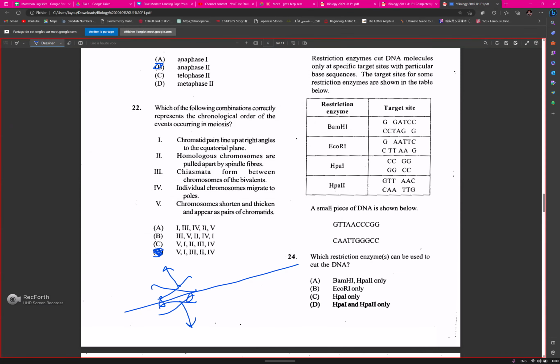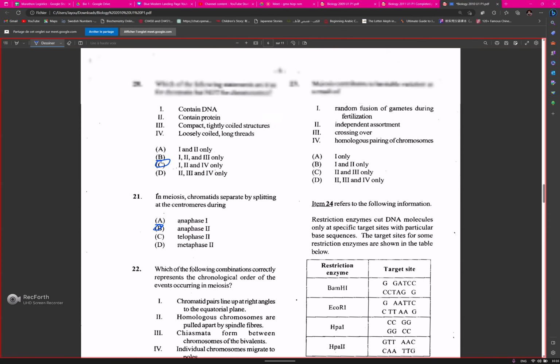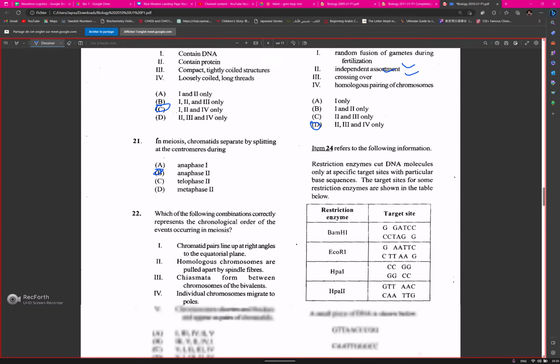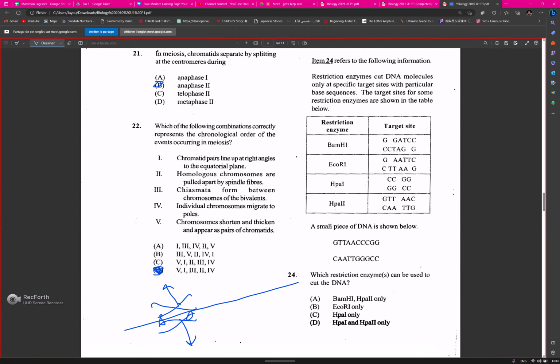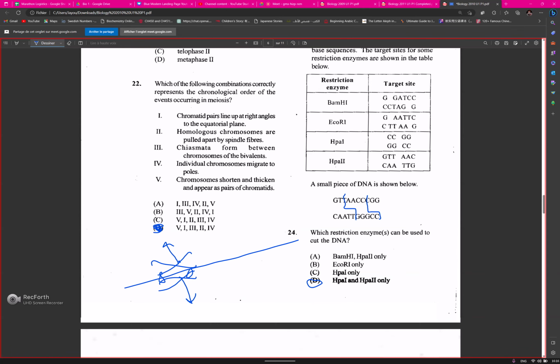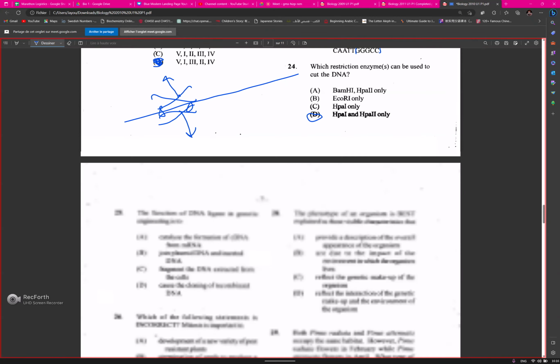Alright. So 23. Meiosis contributes to heritable variation as a result of, I would think, 2, 3, and 4. Not 1. Okay, the restriction enzyme question came before, and the answer was D, right? So the cutting happened here, and the cutting can happen here.